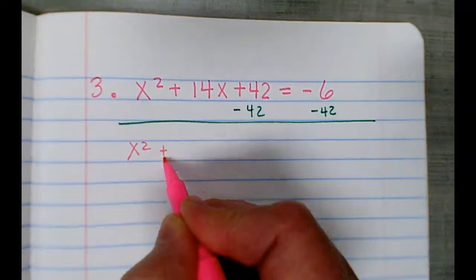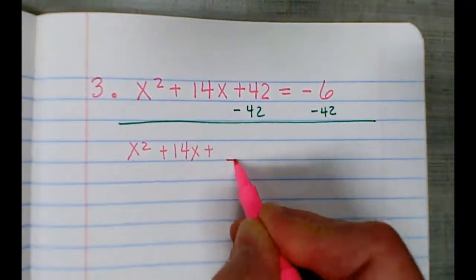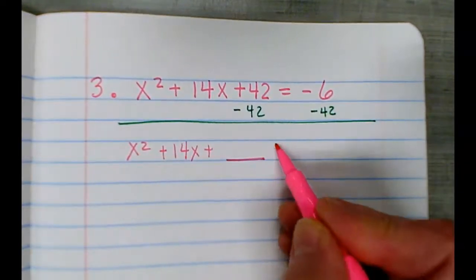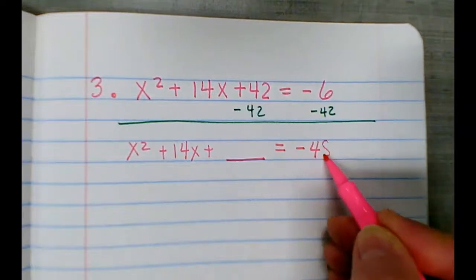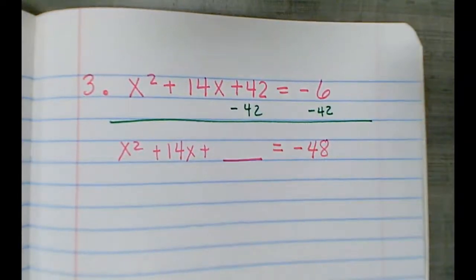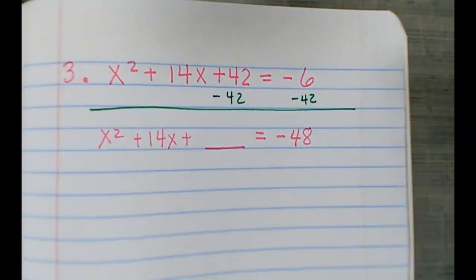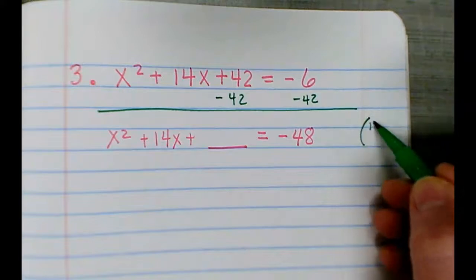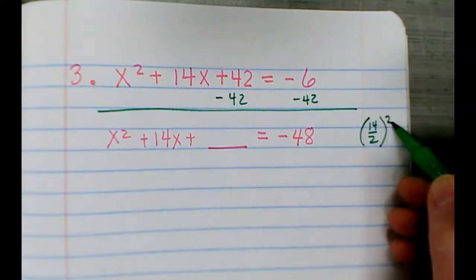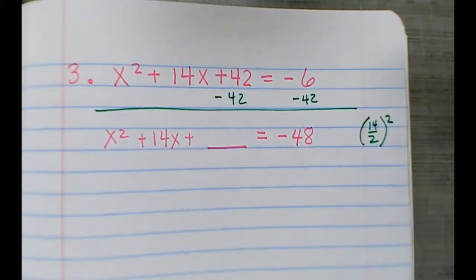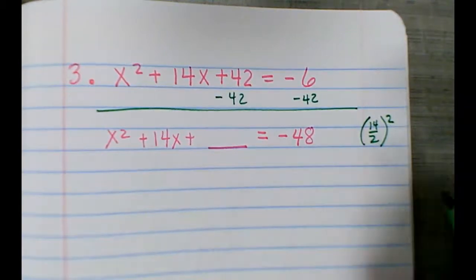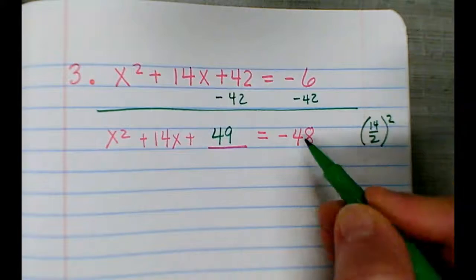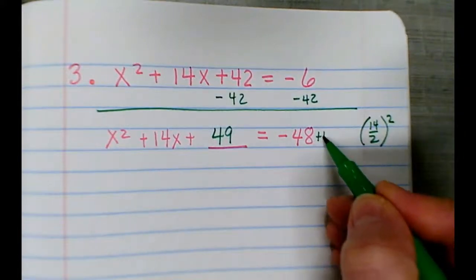X squared plus 14x plus, I'm going to skip a space so I can come back in and add that perfect square number in there. Negative 6 subtract 42 would give me the negative 48. Now, this perfect square number that I'm going to put in here is going to be 14 divided by 2 and square it. 14 divided by 2 is 7. 7 squared is 49. If I add a 49 on this side, what do I have to do on that side?